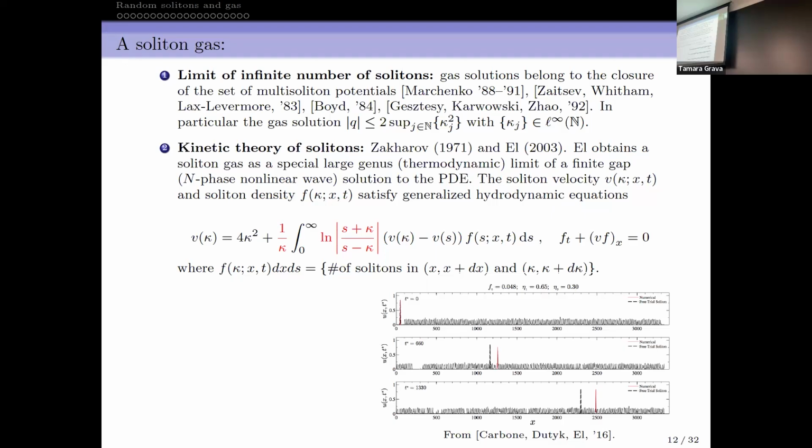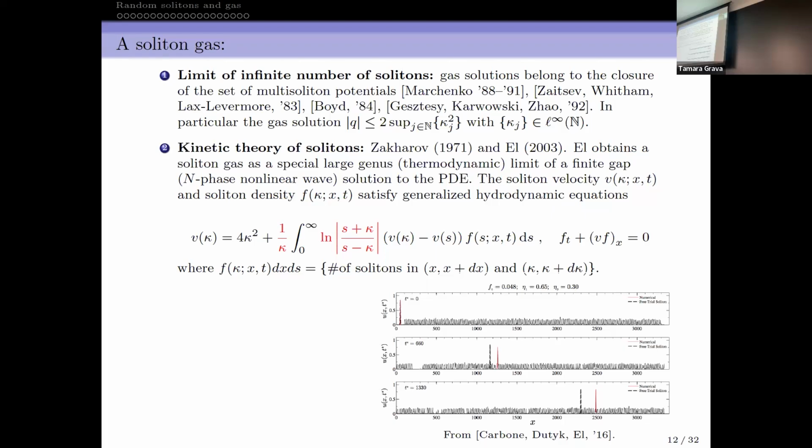Nowadays they belong to the class of generalized hydrodynamic equations that have been introduced and studied by Castro-Alvaredo, Bajnok, Doyon, and Herbert Spohn, and many other people. But what are these equations telling us? If you consider a very, very large set of solitons, you introduce the concept of soliton density, where this f of kappa, x, t represents the number of solitons in the interval x plus dx and kappa plus d kappa.